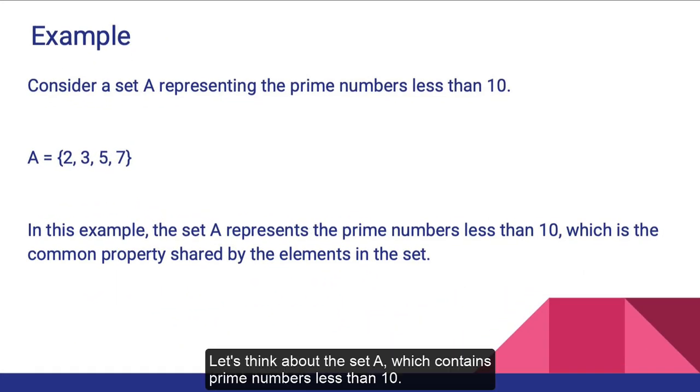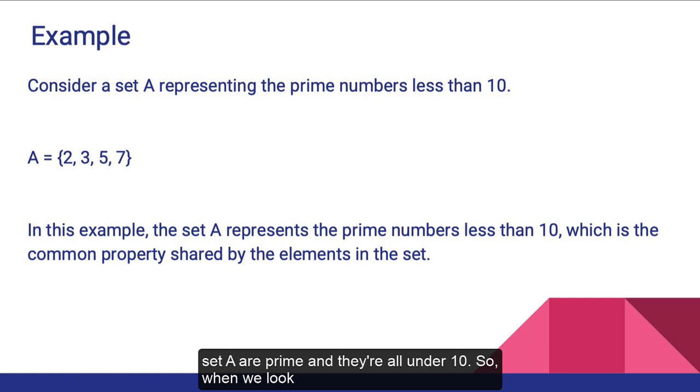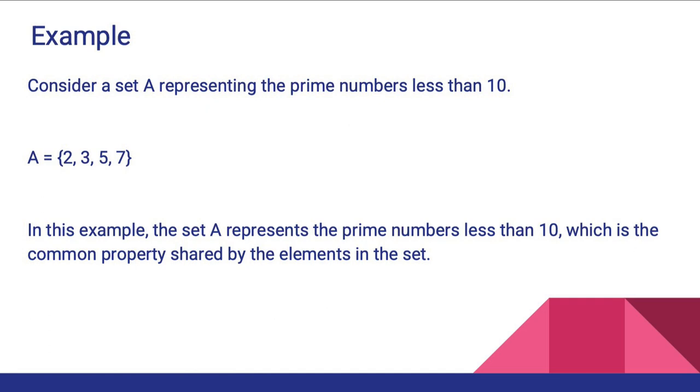Let's think about the set A, which contains prime numbers less than 10. It's represented as A = {2, 3, 5, 7}. In plain terms, this means all the numbers in set A are prime and they're all under 10. So when we look at this set, we immediately understand that the shared characteristic of these numbers is that they're all prime numbers less than 10.